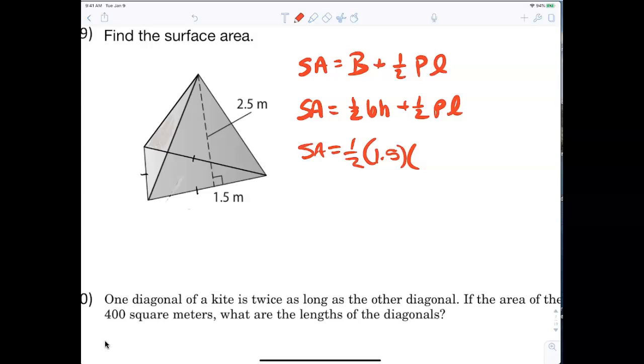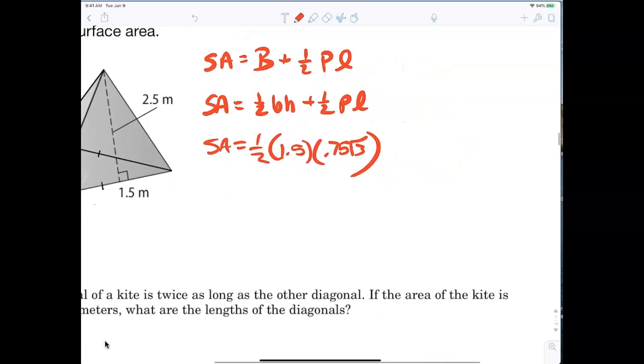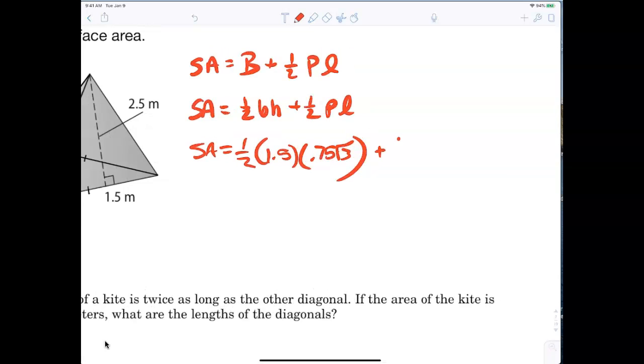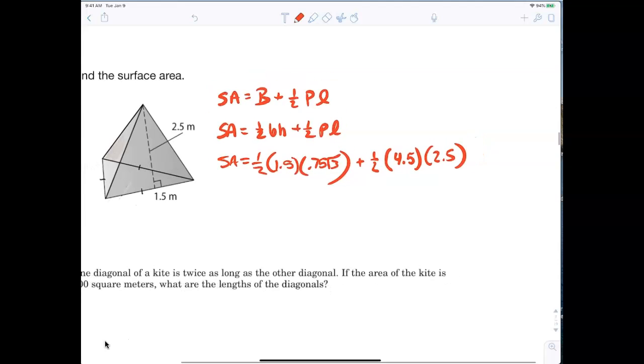We've done it 100, maybe 1,000 times. What? Yes, thank you for those who have no clue. 0.75 radical 3 plus 1/2. What's the perimeter? Thank you. 4.5. What's the slant height? 2.5. 2.5. Yes, sir. How'd you get 0.75?